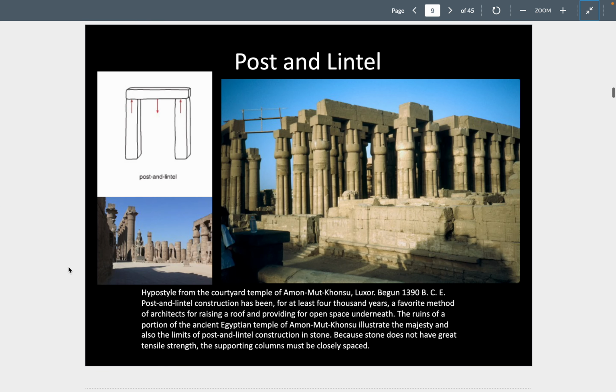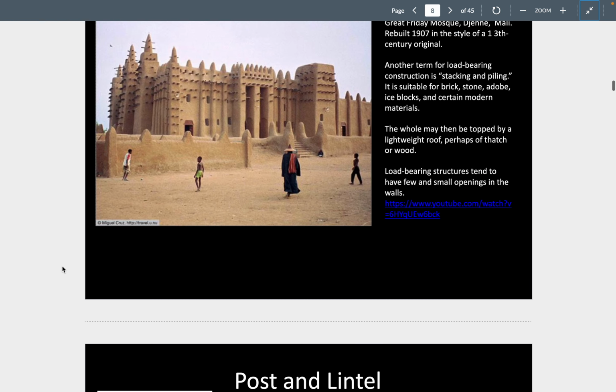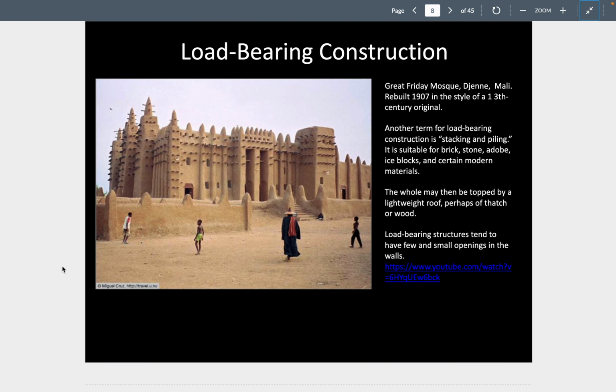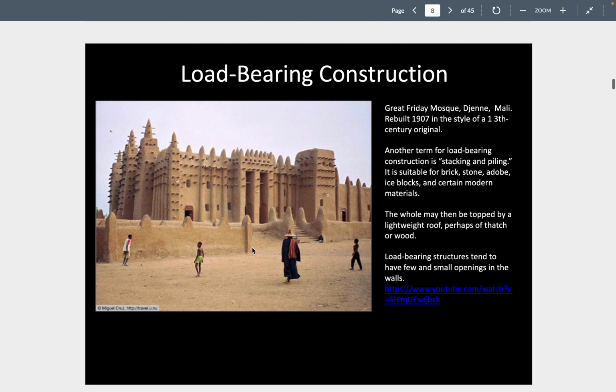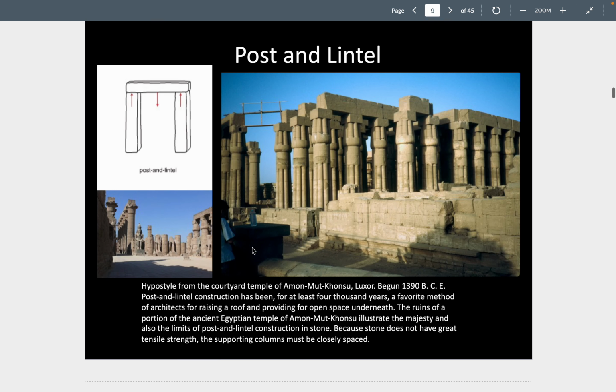So the oldest forms of architecture we know of, because they're cut out of stone, have survived for thousands of years. Say a building like the Great Friday Mosque could only exist if it wasn't maintained for probably just a couple of years. And wood structures also decay, and unless you replace the wood, they also wouldn't last that long.